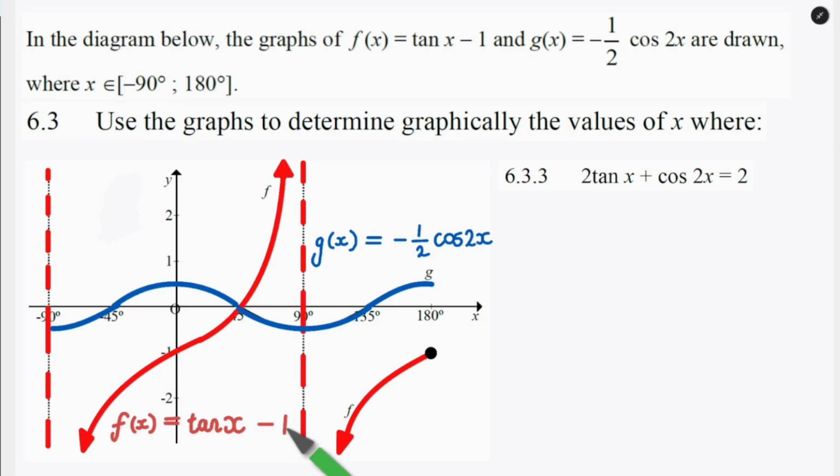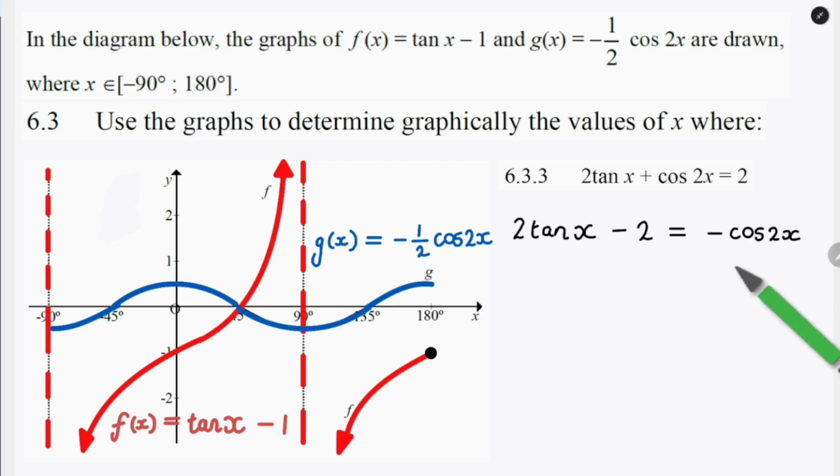So the first thing I'd want to do to get that accomplished is move this 2 over to that side of the equation, it becomes negative 2, and move that cos over to the other side of the equation. I basically want one of the equations on the left hand side of the equal sign and the other equation on the right hand side of the equal sign. So let's go ahead and make that change quickly. Now 2 tan x minus 2, yes, it's close to this, but not quite. And minus cos 2x, it's also close to this.